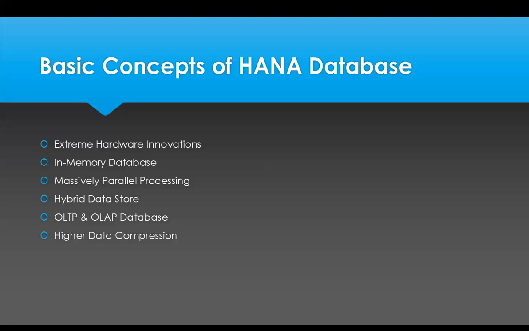So SAP HANA all in all is an in-memory database which provides massive parallel processing and has a hybrid data store, that is, it supports row store as well as column and object oriented store, and higher compression is there. Now I'll show you the live environment of SAP HANA Studio, wherein we'll be seeing the different perspectives, how we create the models, the development perspective or the modeler perspective. So let's just open the Eclipse.